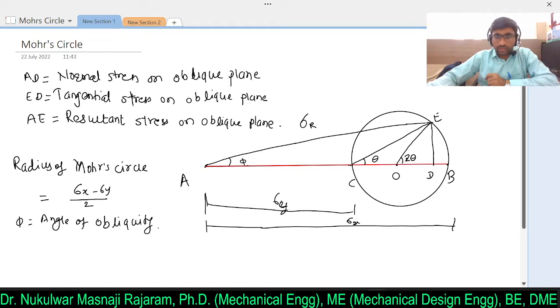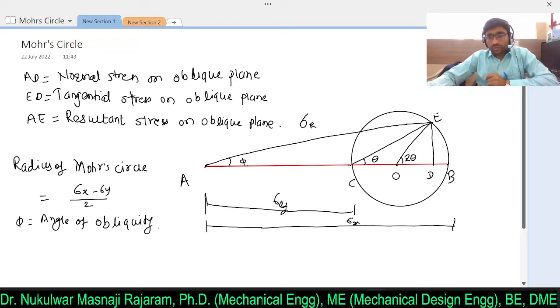I have marked along this horizontal line, and here I will get the ED as a shear stress. So from this diagram, if you observe AD, distance A to D, this is nothing but the normal stress acting on the oblique plane. ED, along the y direction, if you measure, that is nothing but the resultant tangential stress.